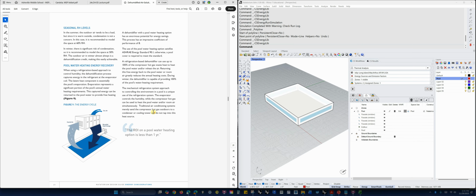But no, what I was looking for is this. There's a huge humidity load in a pool. Makes sense. It's mostly water in there, right? So that's continually giving off water vapor to the air. And in this document, it talks about a specific dehumidification system. What this little diagram is showing is that it's designed to take the latent heat, the humidity, out of the air.